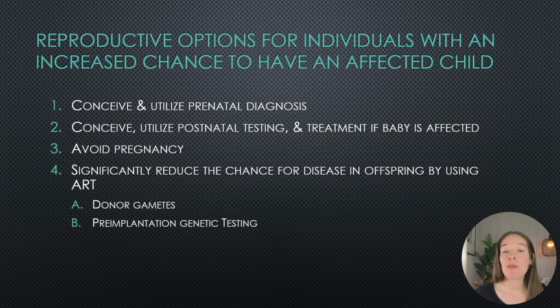Option 3 is to avoid pregnancy, and sometimes avoiding pregnancy looks like remaining child-free or childless, or with the same size family that was already built, or that might look like pursuing different options like adoption.